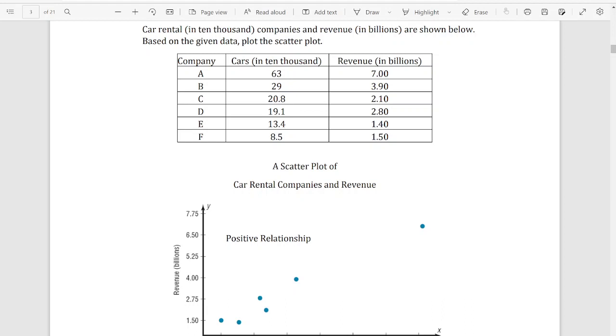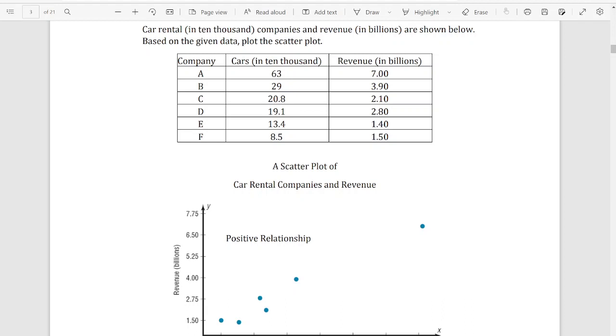Okay, so here you have company, you have the 6 companies A, B, C, D, E, and then you have the cars, the number of cars they rented, the number of cars they give for rental, and then the revenue that they receive for the rental cars. So for example, company A has 63 rental cars, and the revenue that they receive is 7 billions. And for company B, they have 29 car rentals, and the revenue that they receive is 3.9 billions, and so on.